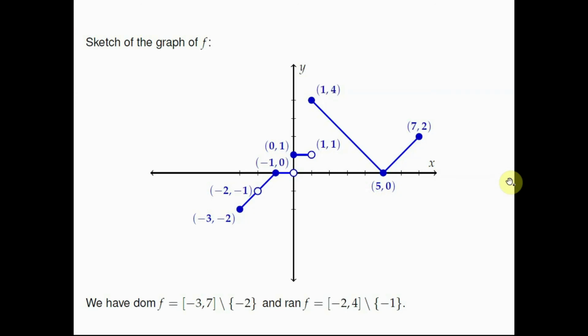And from here, it is clear that the domain is from negative 3 to 7, excluding of course x equals negative 2. And what is the range? From negative 2 to 4, excluding y equals negative 1. Okay? And that completes our second lecture.